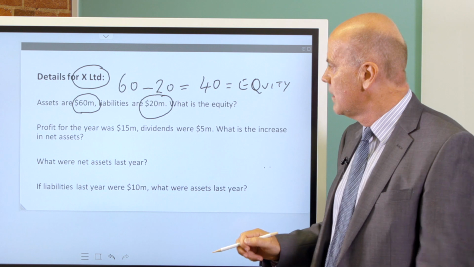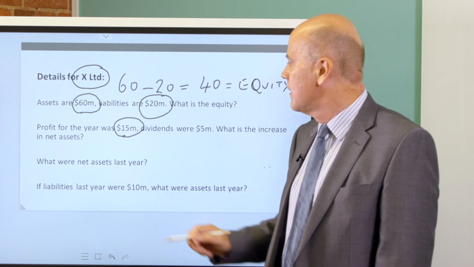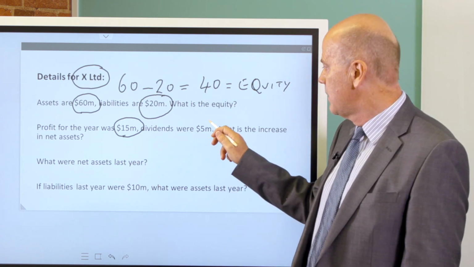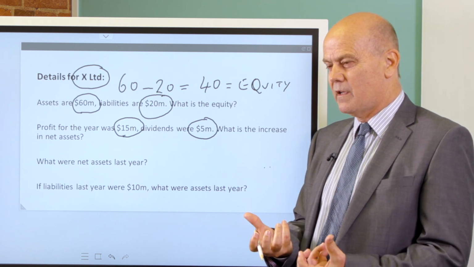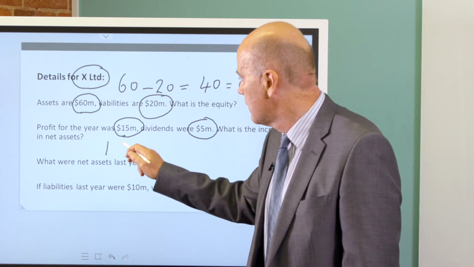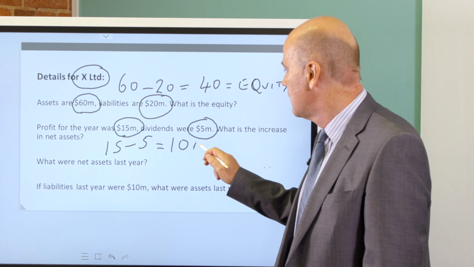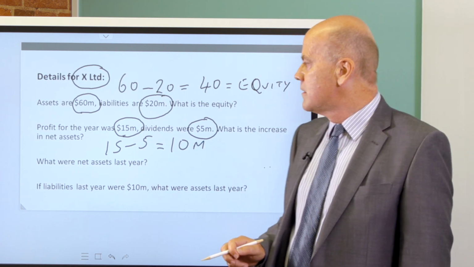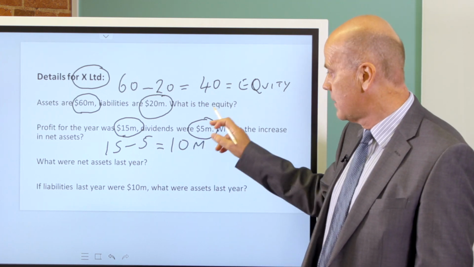Okay, that's good. In the year, we had a profit of 15, and then we distributed, or we gave the owners 5 million. So how much did we retain in the business? How much did we keep in the business? 10 million. Yeah, okay, so that's good. So we have 15 minus 5. So I think we retained 10 million. So 10 million is the increase in the value of the company.